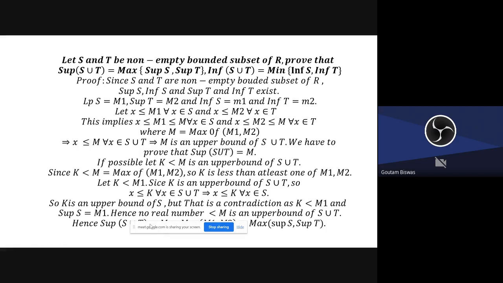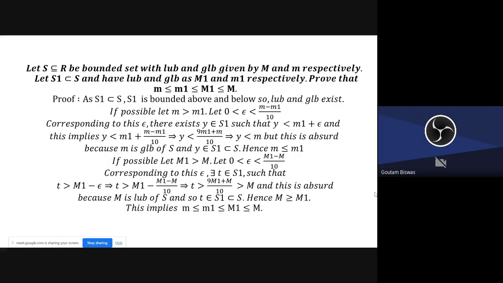Hence no real number less than M is an upper bound of this set. Hence the supremum of S union T is equal to M, that is equal to this. So in this proof there are two sets. Remember this fact, there are two sets.